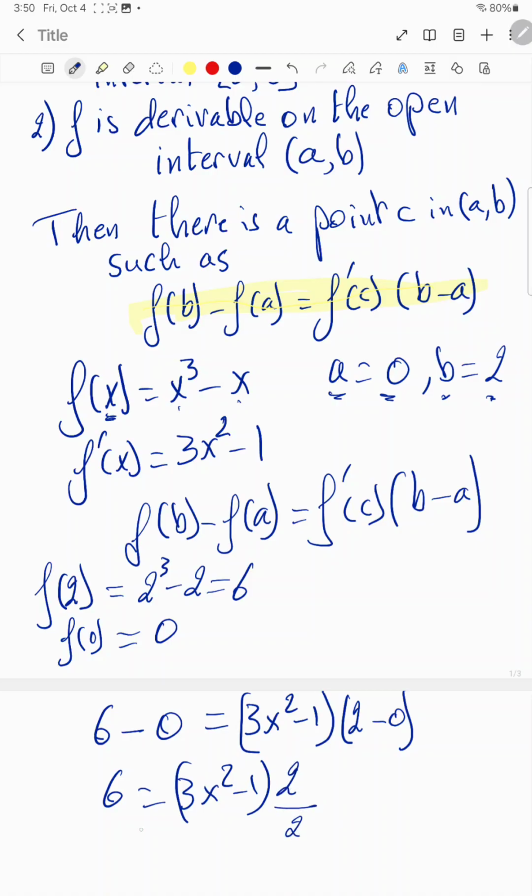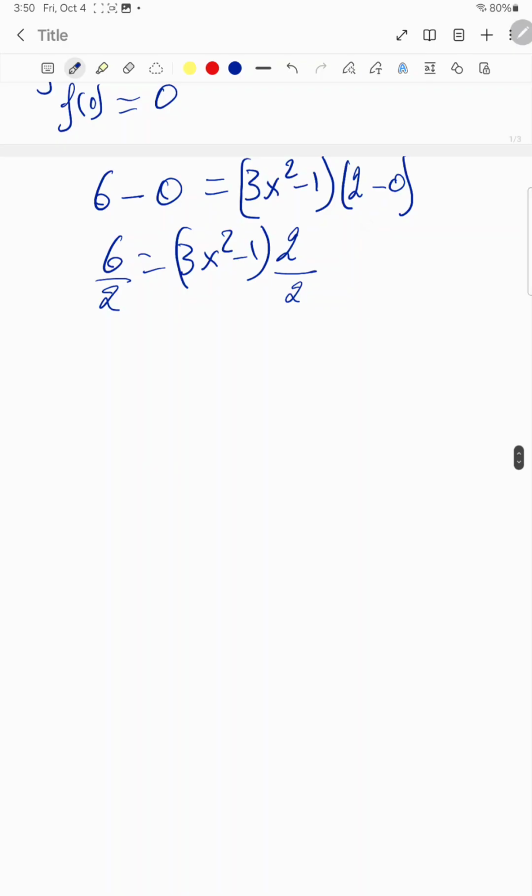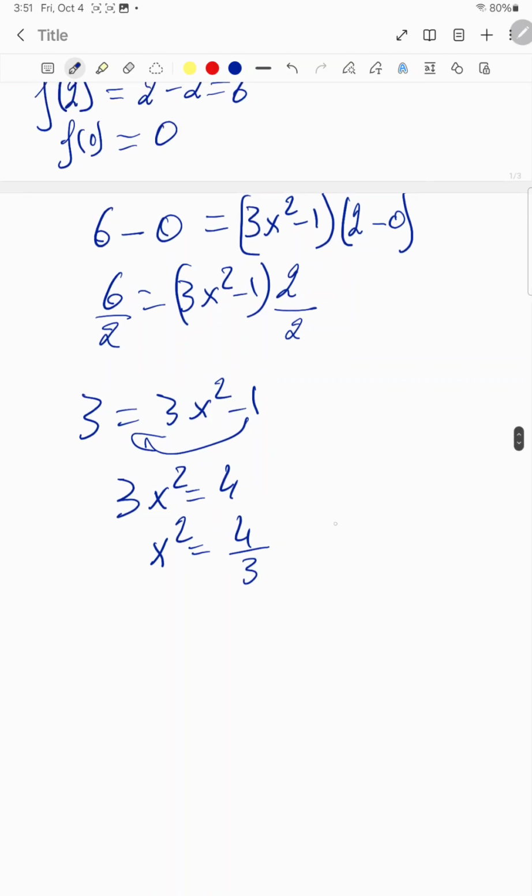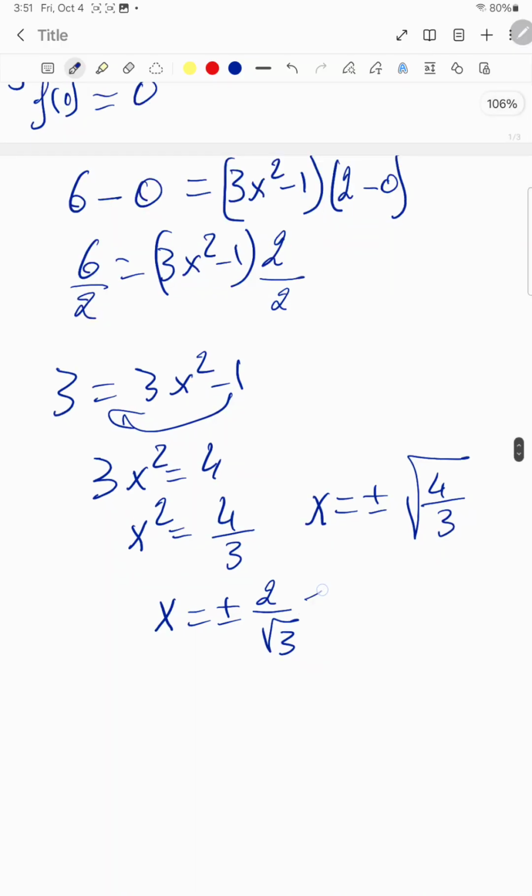I can divide here by 2 and divide here by 2. I will have 3 equals 3x squared minus 1. So that 1 would come here, it becomes 4. So 3x squared is equal to 4. That means x squared is equal to 4 divided by 3. That means x is equal to plus or minus square root of 4 divided by 3. But I know square root of 4 is equal to 2. So x equals plus or minus 2 divided by square root of 3. If you do 2 divided by square root of 3 on your calculator, it is plus or minus 1.15.